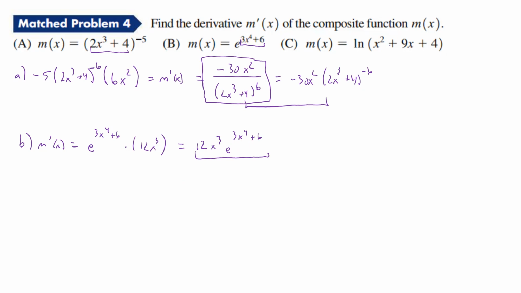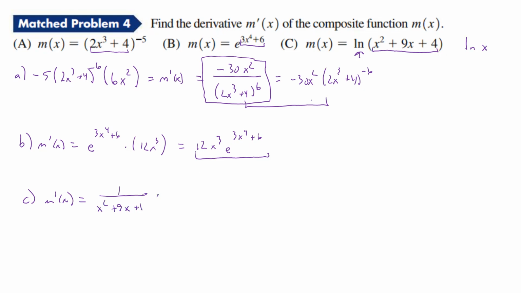Same thing is going to be here. We have an inside function and we have our outside function. All right. So let's do that. So C, again, m prime of x is going to be what? Well, our outside function, really, if we think about it, that's just ln of x. The derivative of that is going to be 1 over x, but our x in this case is that. So it's going to be 1 over x squared plus 9x plus 4.